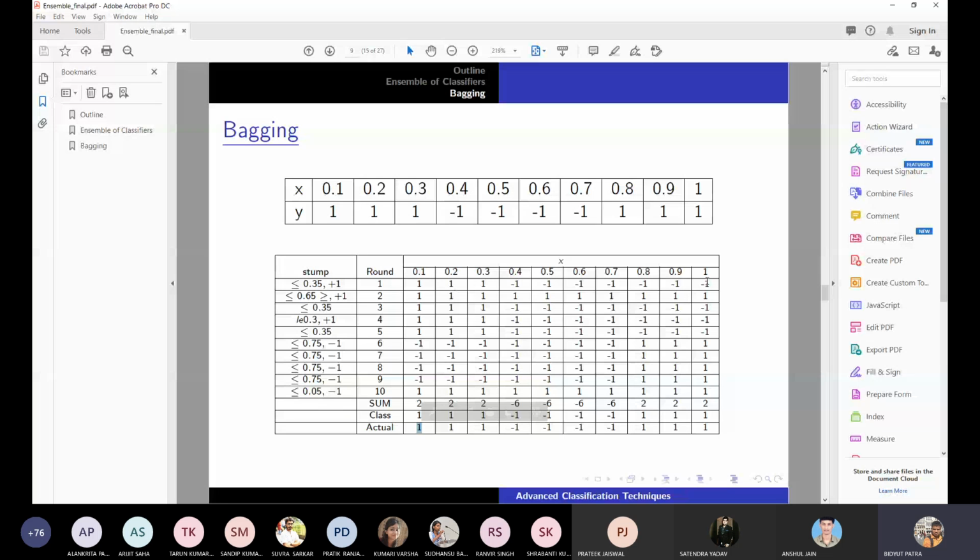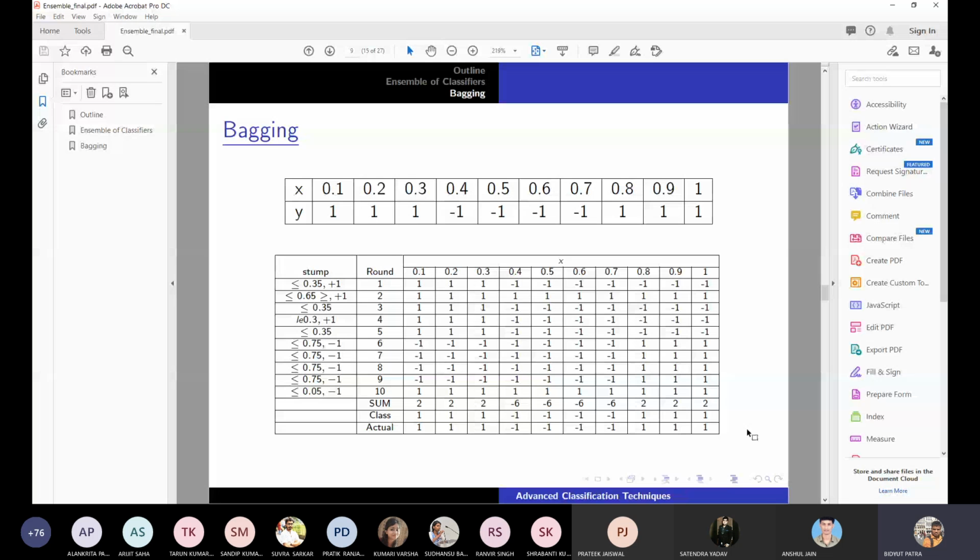Similarly, you do this for all the samples, and at the end of the day, you can see that none of the decision stumps can identify all points, but whenever you combine the results, then you will get the right results. So this is about the last day's class.